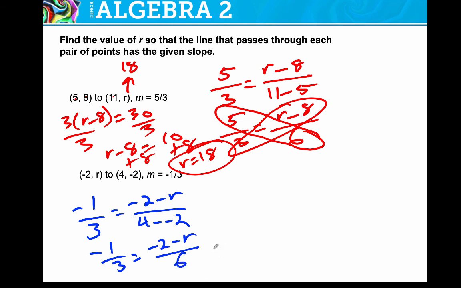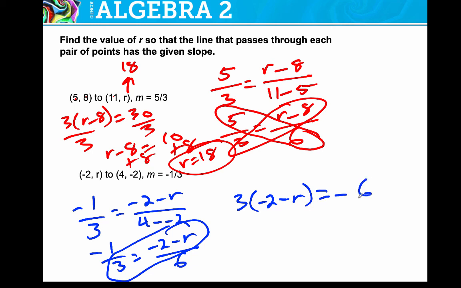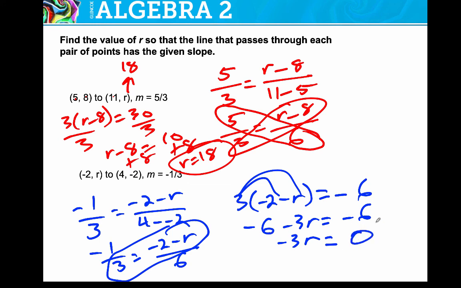And I would cross multiply. 3 times negative 2 minus r equals negative 6. Negative 6 minus 3r is negative 6. Negative 3r equals 0. Holy cow, add 6, add 6. R is 0. Well, that was anticlimactic. Negative 2, 0. Does that work? Negative 2, 0. And we can do negative 2 divided by 6. Yep, it works out. R is equal to 0.